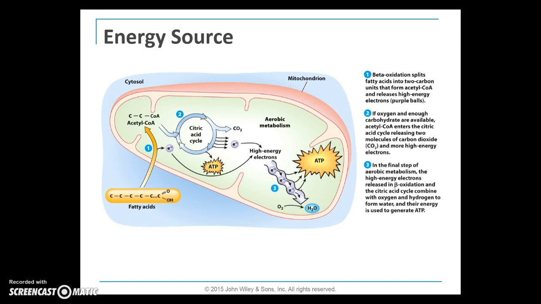Fat is used as an energy source. It's more of a storage form of energy. And, you know, we saw how carbohydrates were metabolized. This is the metabolism of fat in this picture. Here we see that the triglycerides are broken down to fatty acids and a small amount of glycerol. Here we see the fatty acid going in to go through beta oxidation. It splits the fatty acids into 2-carbon units and releases some high energy electrons. Those are those purple balls there.